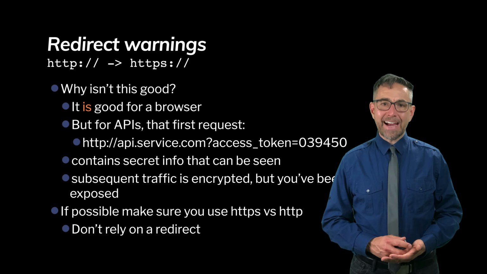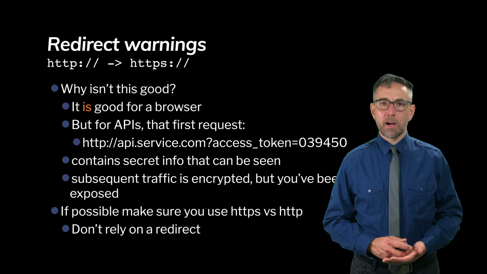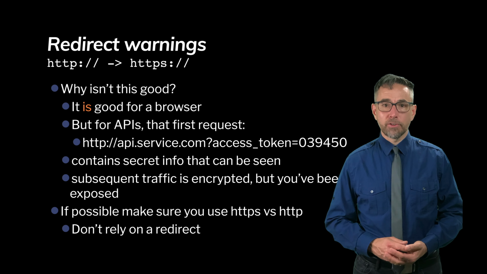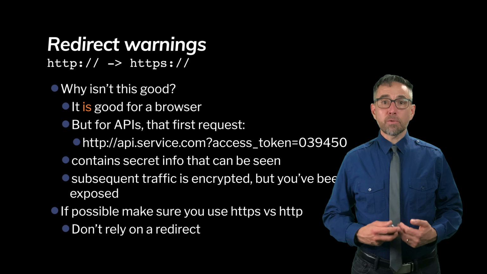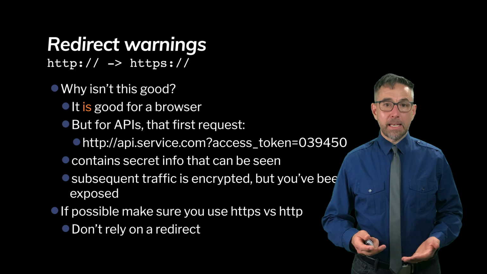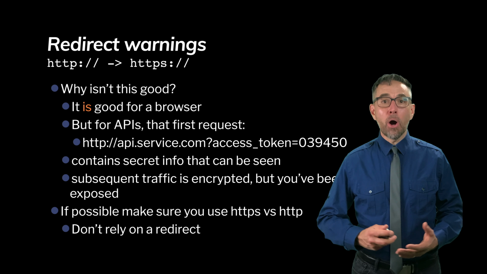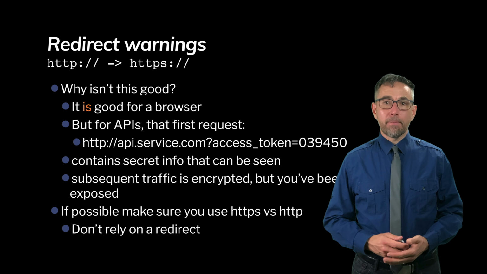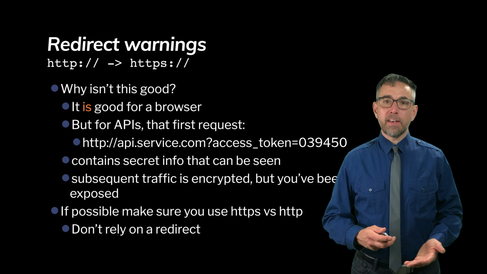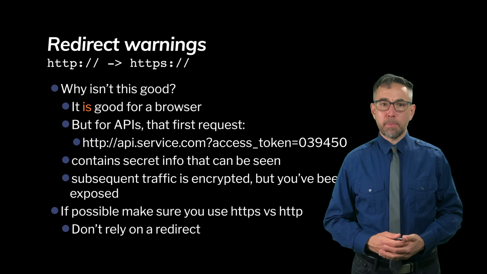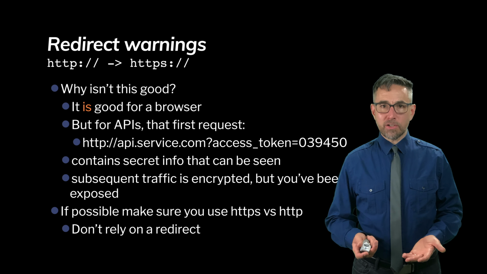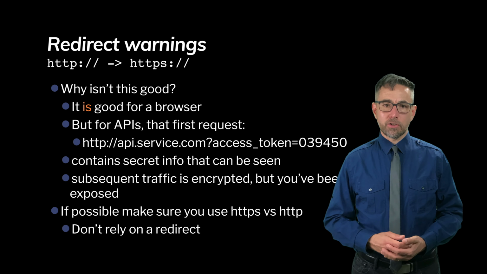http://api.service.com, access token equals 039450, the assumption here being that the access token is something secret or something that shouldn't be revealed to the rest of the internet. When this first request is made before the redirect, all the computers along the way have the ability to see the access token, like a postcard being sent through the postal mail. That's bad because you've had secure information released. And even if the next connection upgrades to HTTPS and future traffic is encrypted, you've already revealed the secret information that may have compromised your communications channel.